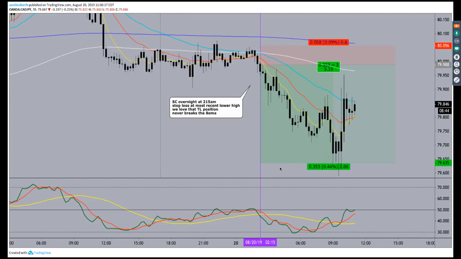So the first one here, this is CAD JPY. You can see we are inside the Asian range for this trade. However, it still ends up falling 35 pips. This is a 6-7 pip stop loss because you know this is a little bit of a slower pair. But if you're looking at this, you can see the Asian range overnight right here. We were still inside that range. We hadn't broken to the top or to the bottom.